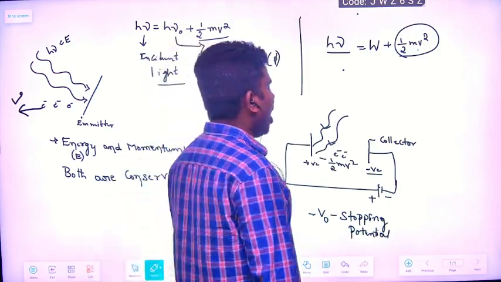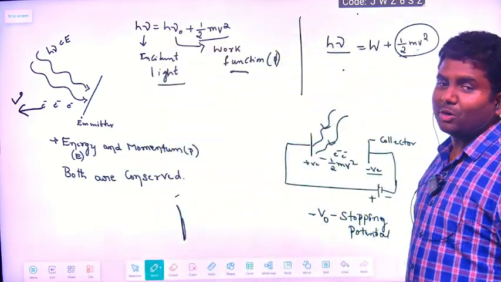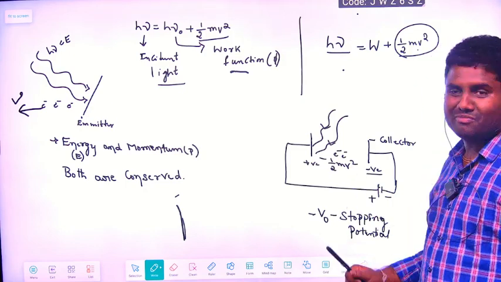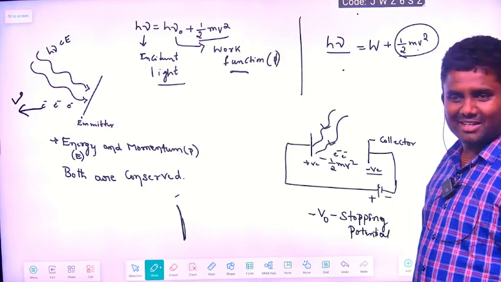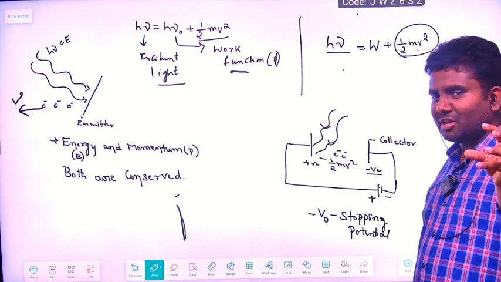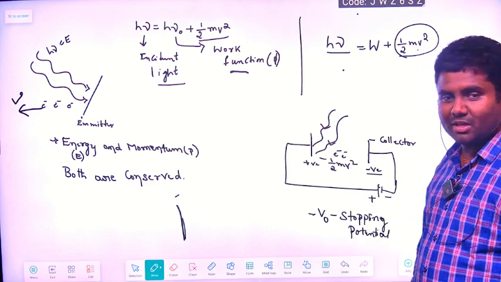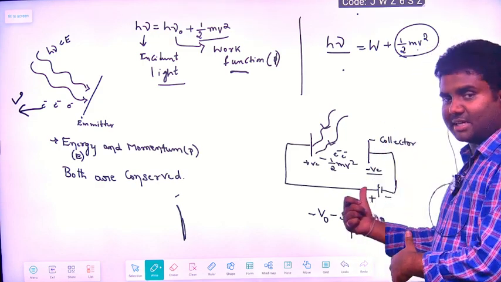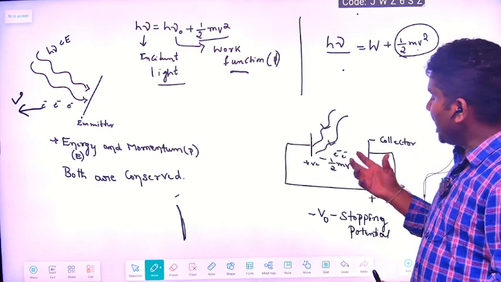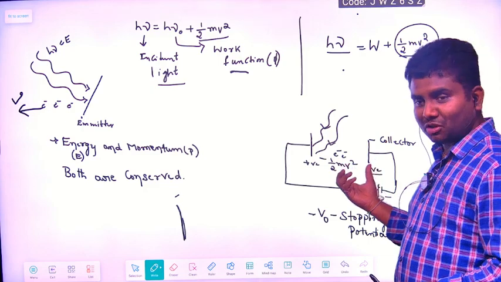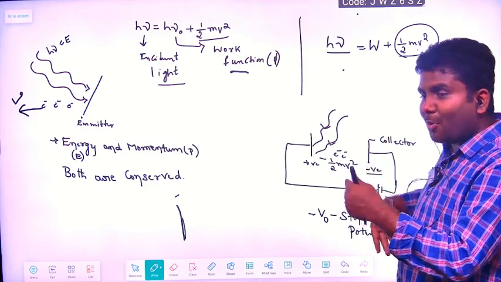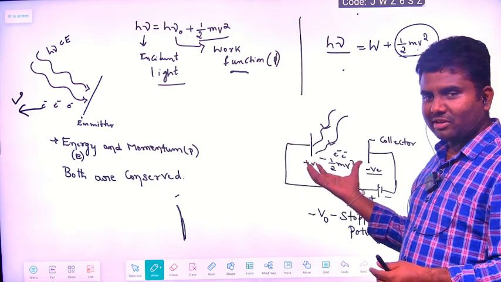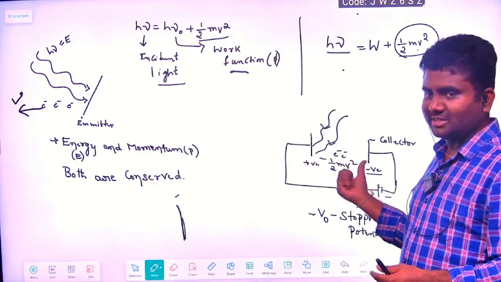How much potential means that potential energy should be equal to half mv square. Correct, right? Because electrons are coming with that energy, half mv square. That much energy with which the electrons are coming towards the collector plate, the same opposite energy you need to provide. They are moving with half mv square energy, that is kinetic energy.